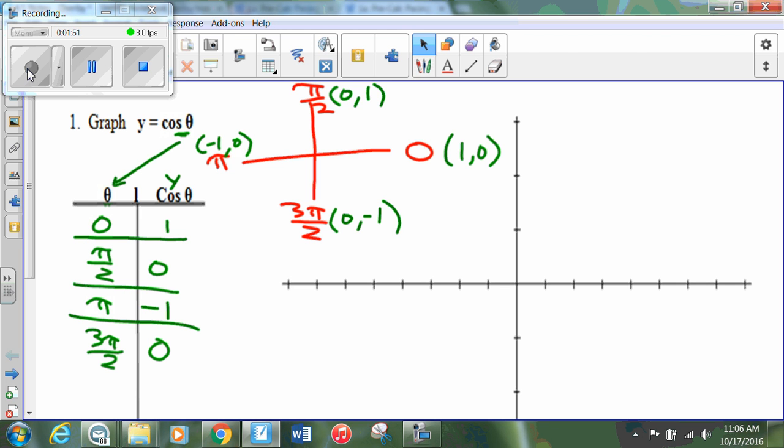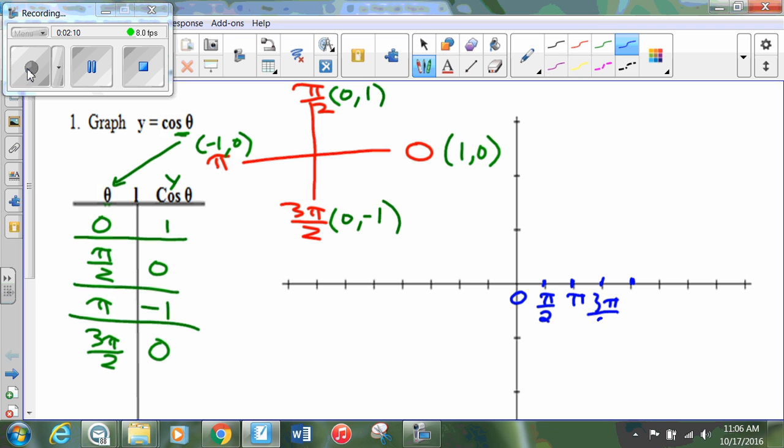So what we're going to do is label our tick marks. I call these our tick marks. And so the first one is going to be 0. The second one is going to be pi over 2. The third one's going to be pi. The fourth one, 3 pi over 2. And I didn't finish, did I? And the last one is 2 pi. What's cosine of 2 pi? 1. Good. From the unit circle, right? Do you guys want me to pause for questions?